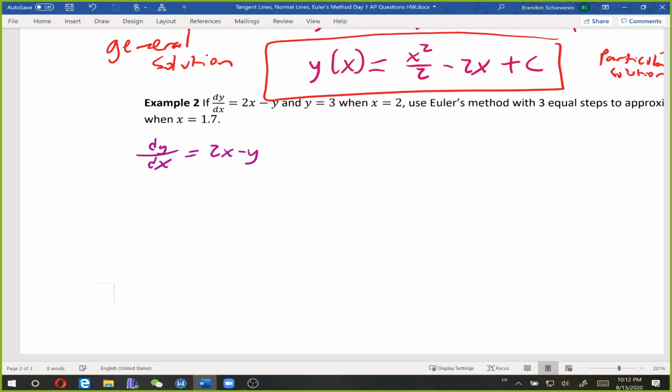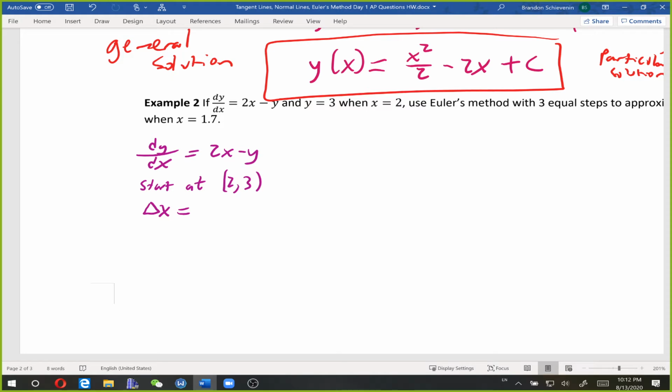So we can use that for our slope when we're doing Euler's method. I've got a point, so starting at 2, 3. And we were told we need 3 equal steps to get from x equals 2 to x equals 1.7. So, Aileen, what should my change in x be then?